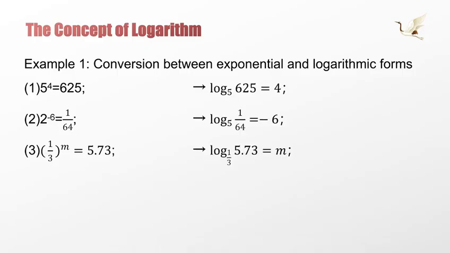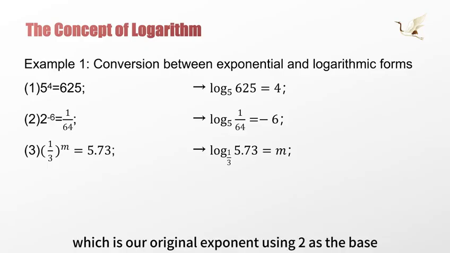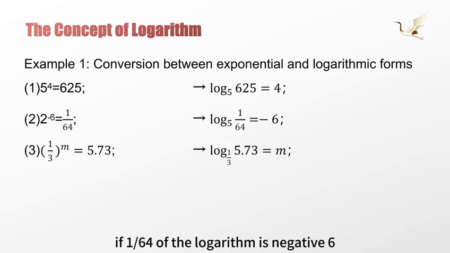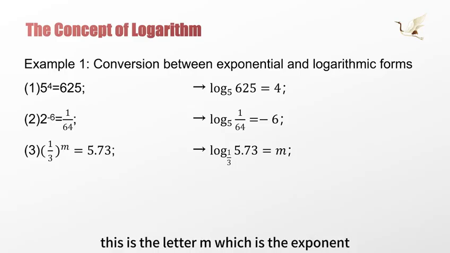So we obtain such a set of results. Based on 5, the logarithm of 625 is 4, which is our original exponent. Using 2 as the base, the logarithm of 1/64 is -6, and this -6 is the exponent. Taking 1/3 as the base, the logarithm of 5.73 is m. This is the letter m, which is the exponent.